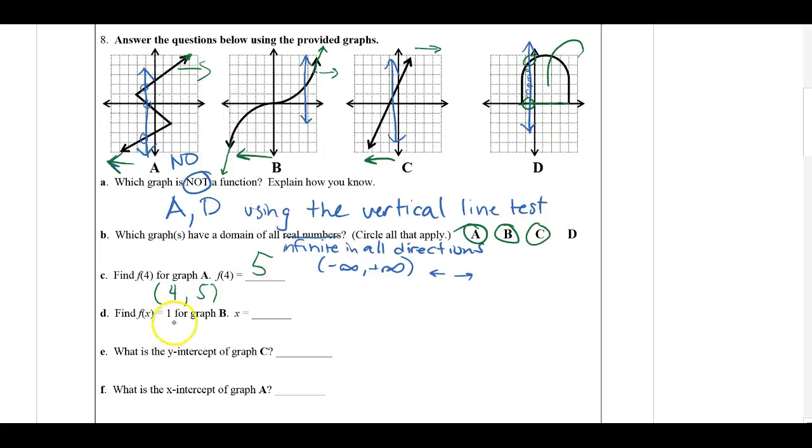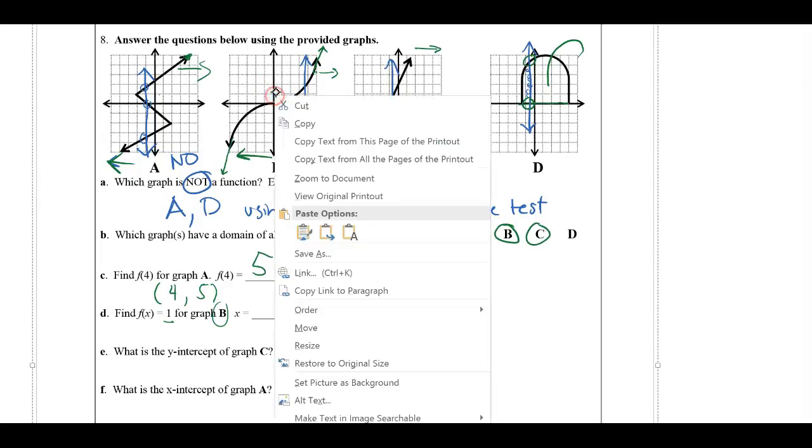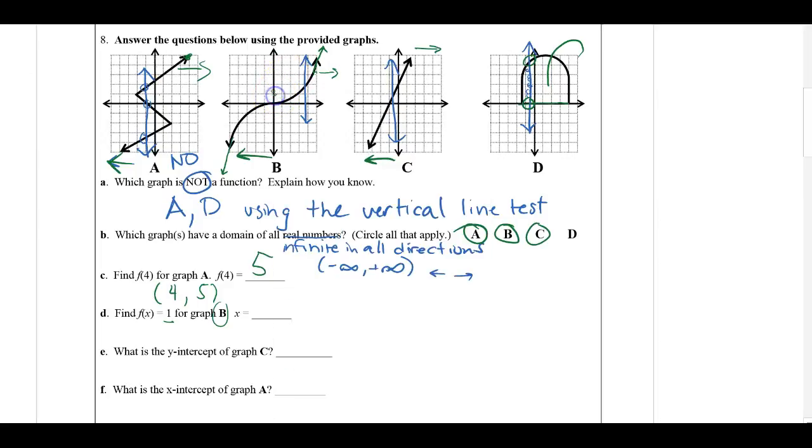Now the next one, I'm given the output, so I need to find the input. So I'm not going to start on the x-axis, I'm going to start on the y-axis. We're looking for graph B in this case. So I'm going to start on graph B and go up to positive 1. Now what I need to do from there is go to the graph, either left or right. And I go to the right to get to the graph.